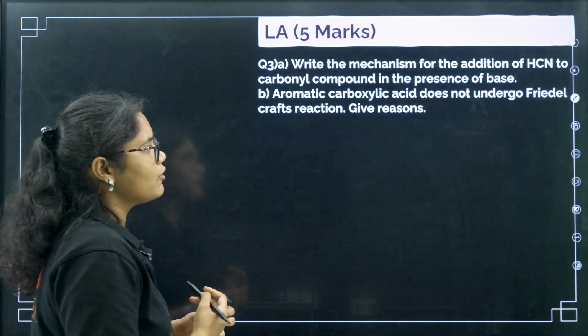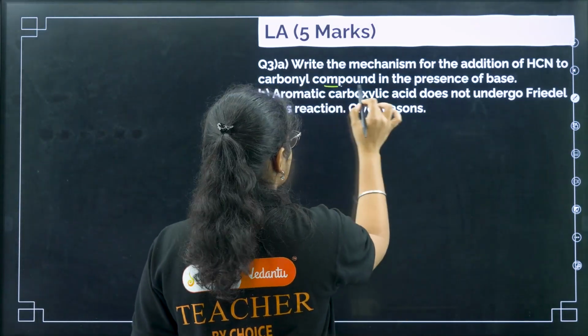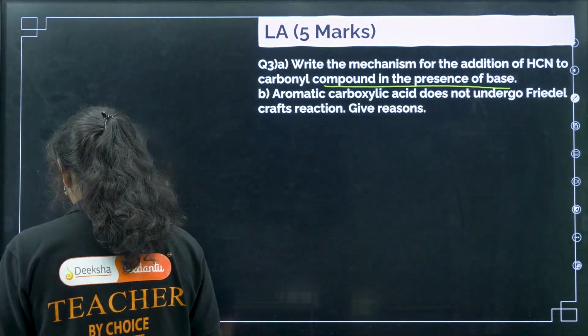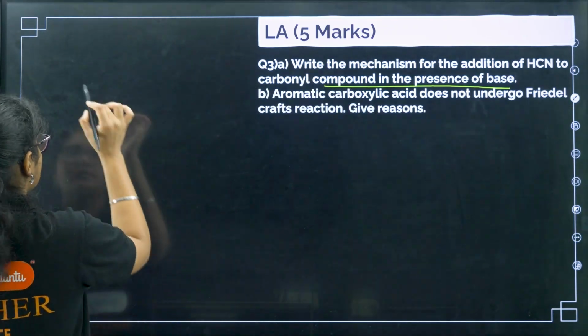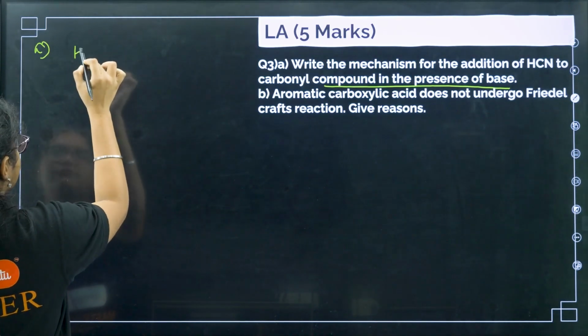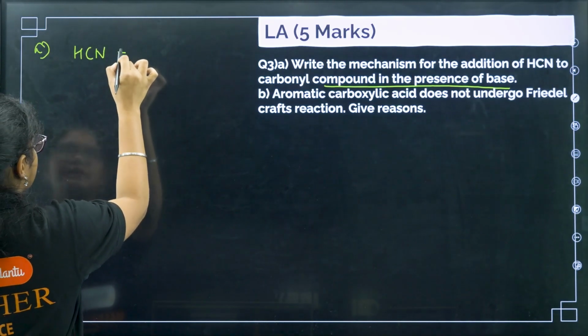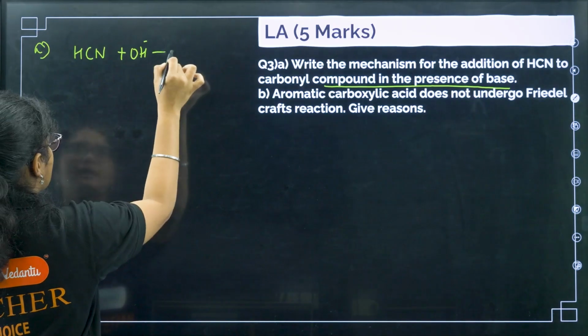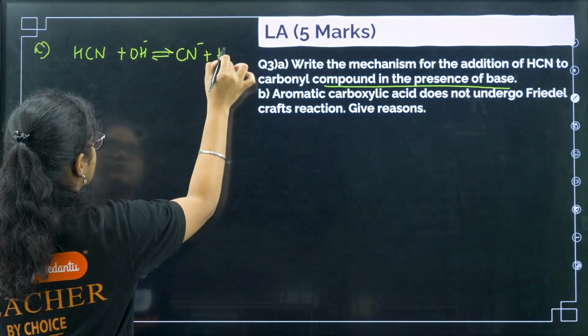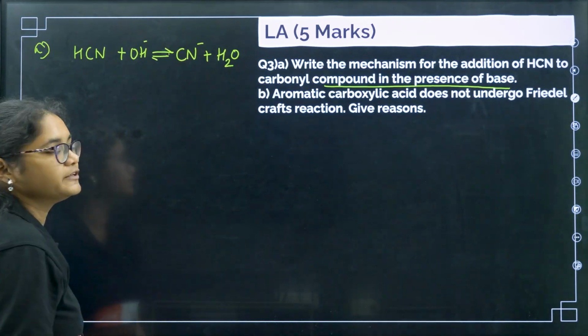Write the mechanism of addition of HCN to carbonyl compound in the presence of a base. Okay, so first for this answer we need to write the mechanism, right? So first, in the presence of base. So if we have HCN in presence of any base, what will happen? We will get CN minus plus water. Okay, this is the first step.